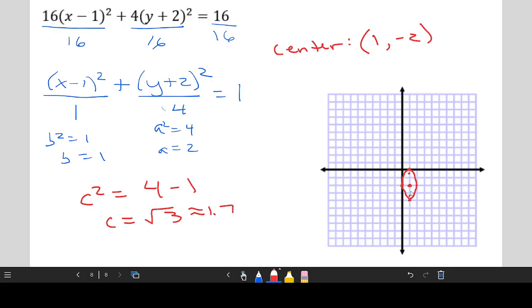So the points are going to have the same x value as the center this time. The center is at an x value of 1. So each focus has an x value of 1. But we went up and down to plot them this time. So we started at a y value of -2 at the center, and then we added 1.7 to get the top one, and we subtracted 1.7 to get the bottom one. But instead of 1.7, we should use the exact value, square root of 3. So -2 plus the square root of 3 and -2 minus the square root of 3 are the y values.